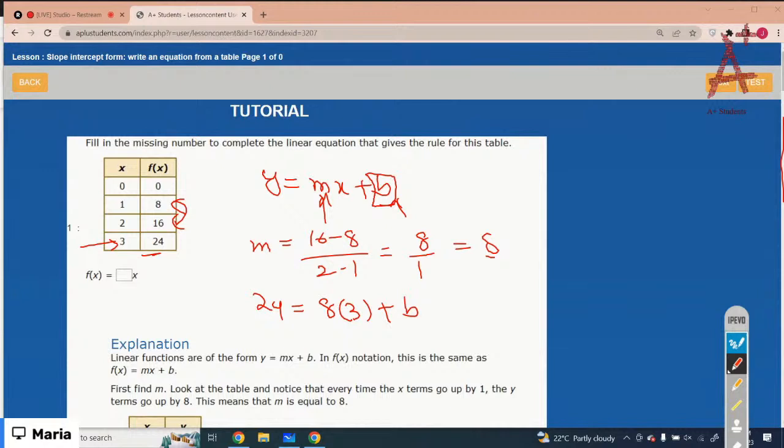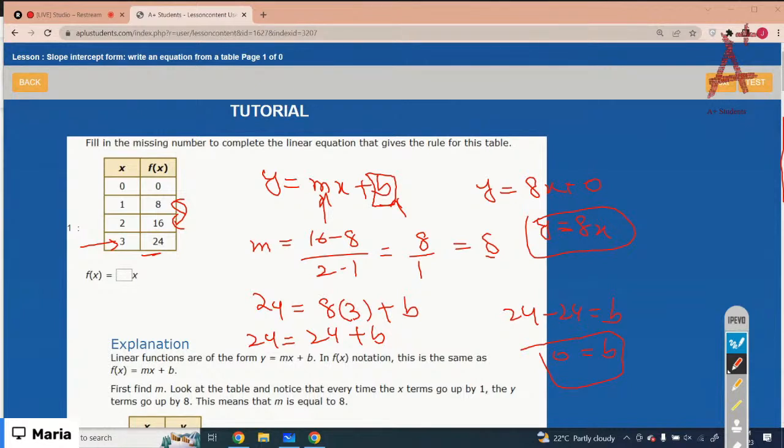Got it? Use any point from the table and find the value of b. It would be 24 equals 8 times 3 is 24 plus b. Move 24 to the other side. It will be 24 minus 24 equals b. That means the y-intercept of the graph is 0. Just put these two values in the equation. y equals mx, 8x plus 0. So the equation is y equals 8x. So that's how you write the equation from the table.